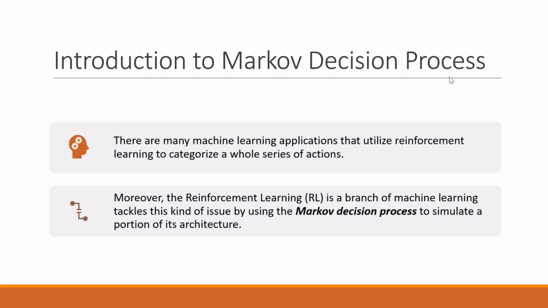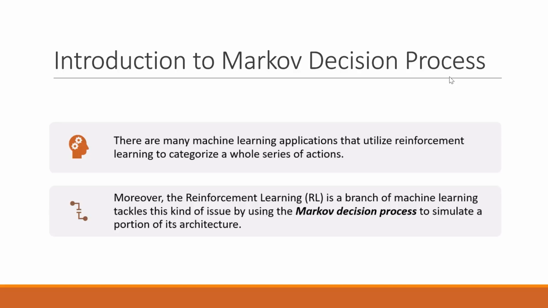Reinforcement learning, which we discussed in the previous tutorial, is a subset of machine learning which enables agents and machines to automatically decide the best course of action within a certain situation, in order to maximize performance. Moreover, it also includes a reward feed which eventually helps the agent learn how to respond. Many machine learning applications utilize reinforcement learning to categorize a whole series of actions. Typically, reinforcement learning is a branch of machine learning that tackles these kinds of issues by using the Markov decision process to simulate portions of its architecture.